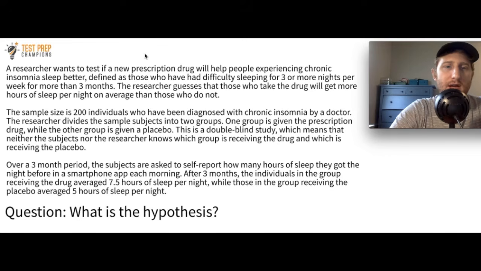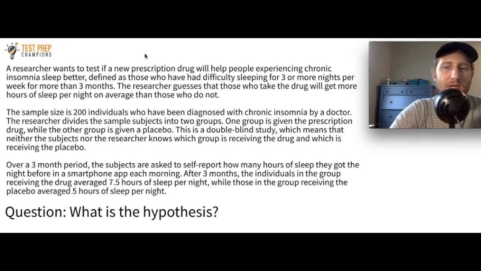The researcher divides the sample subjects into 2 groups. One group is given the prescription drug, while the other group is given a placebo. This is a double-blind study, which means that neither the subjects nor the researcher knows which group is receiving the drug and which is receiving the placebo. Over a 3-month period, the subjects are asked to self-report how many hours of sleep they got the night before in a smartphone app each morning.